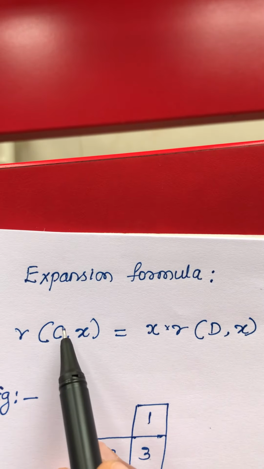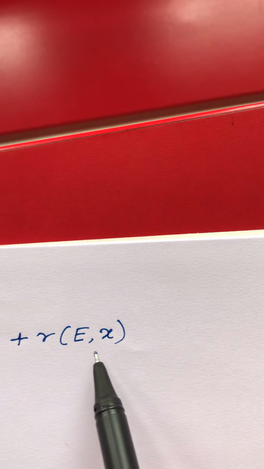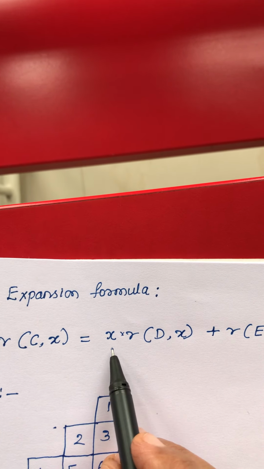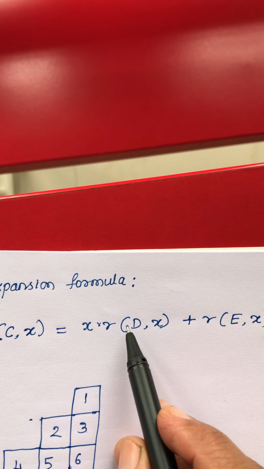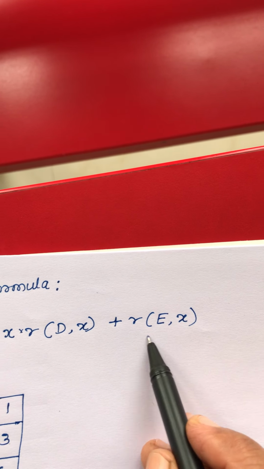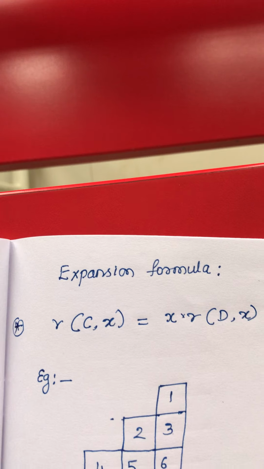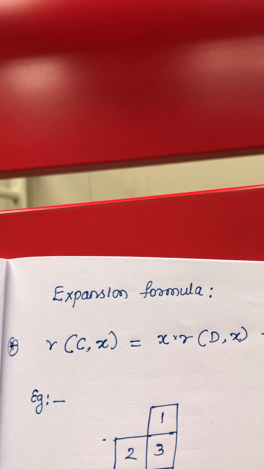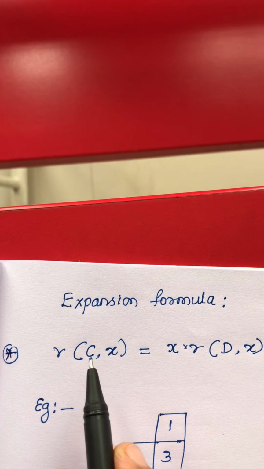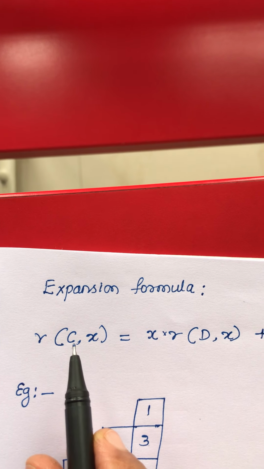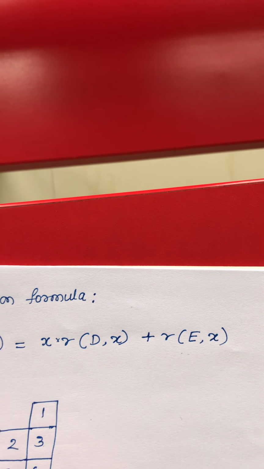Find the root polynomial of this board D, then find the root polynomial of the board E. So x into the root polynomial of the board D plus the root polynomial of the board E will be equal to the root polynomial of the board C. So directly we can find the root polynomial of C, but if we are expected to use the expansion formula, this is how we have to do it.